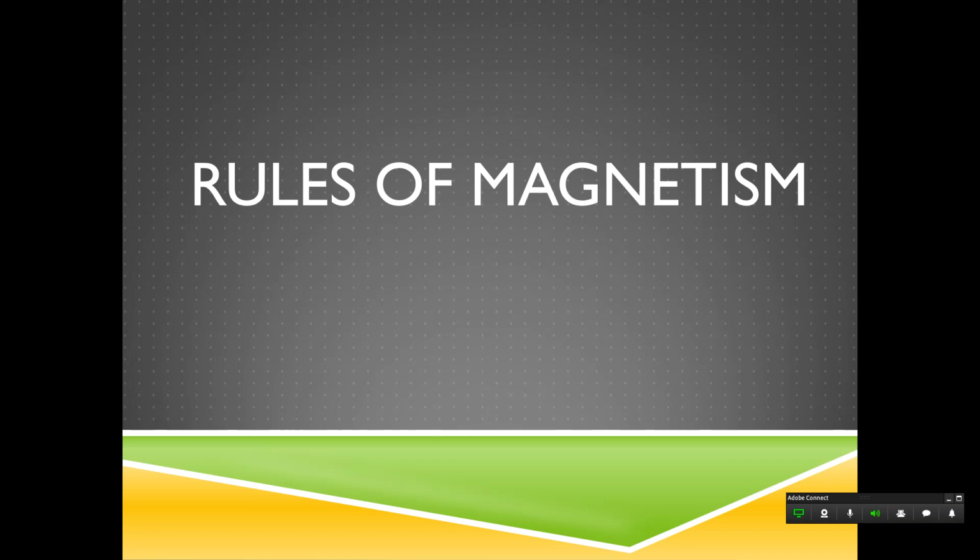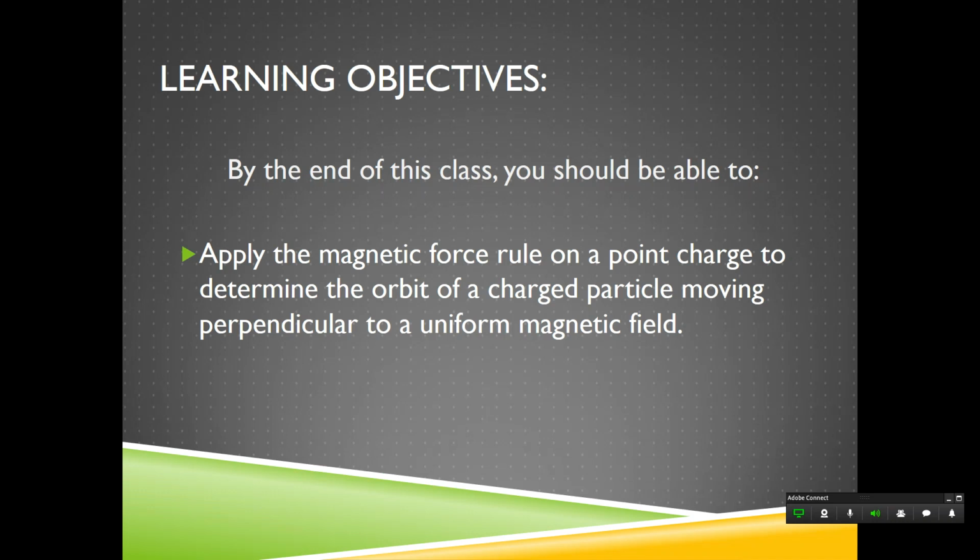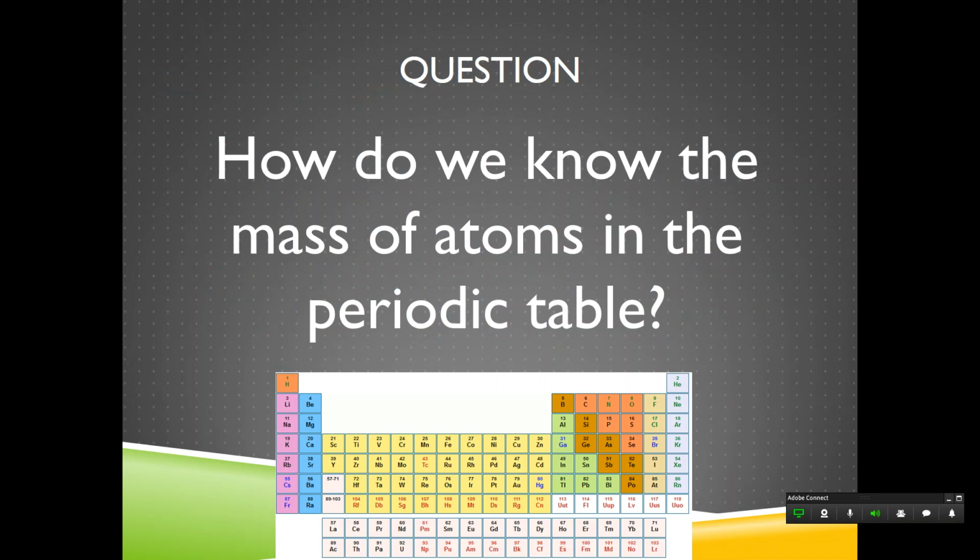So, all right, rules of magnetism. This is that whole right-handed rule kind of thing that we talked about. And we're going to determine the direction of that force. Remember, it depends on the magnetic field, and it depends on the speed of the charged particle. We're also going to talk about something called mass spectroscopy. And that's the second part of today's class.